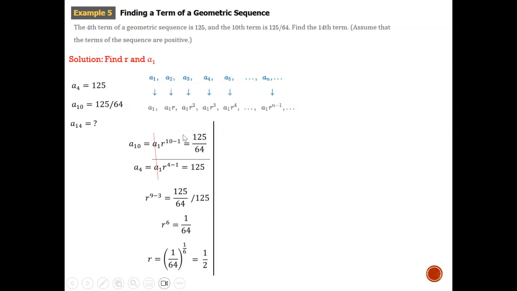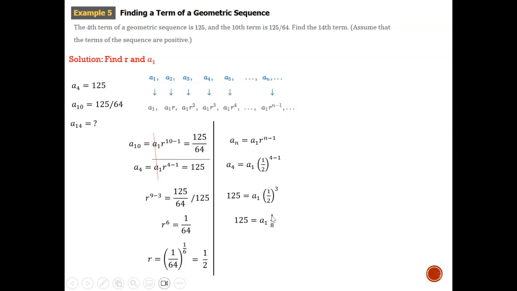Okay, so let's go to a4, right? a4 equals a1 times r^3, because 4 minus 1 is 3. And we plug in the ratio. a4 is 125, so plug it in there, and the ratio to the 4 minus 1, which is 3, will give us 1/8 on the right side. It'll be 125 equals a1 times 1/8.